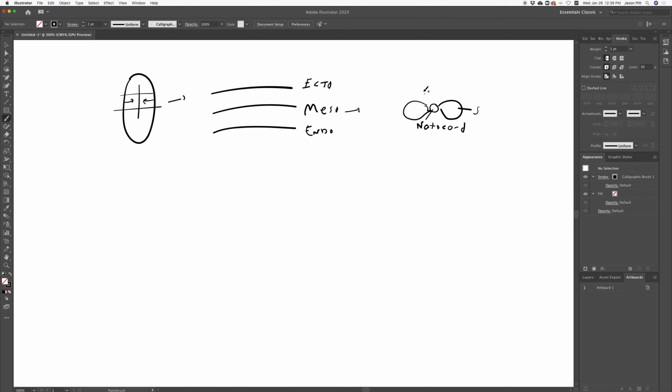All right. Overlying that, we have the ectoderm. Here's an important thing to keep in mind. The ectoderm is connected to the notochord. And we have the endoderm. I'm not going to draw it because we don't care about it for the purposes of this discussion.